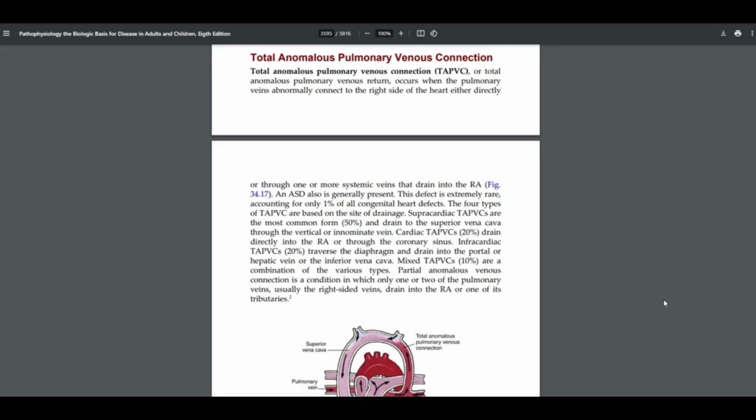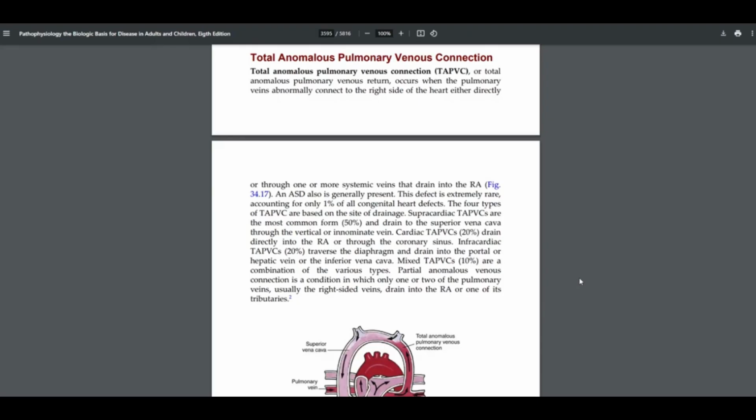The four types of TAPVC are based on the site of drainage. Supracardiac TAPVC is the most common form, 50%, and drains to the superior vena cava through the vertical or innominate vein. Cardiac TAPVC, or 20%, drains directly into the right atrium or through the coronary sinus. Infracardiac TAPVC, 20%, traverses the diaphragm and drains into the portal or hepatic vein or the inferior vena cava, and mixed TAPVC, or 10%, is a combination of various types.